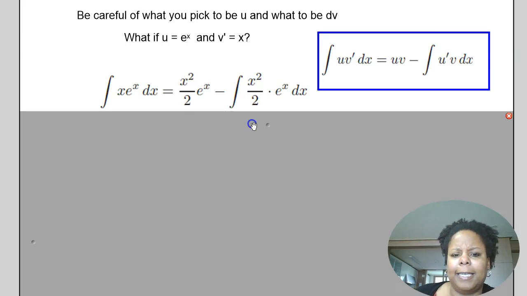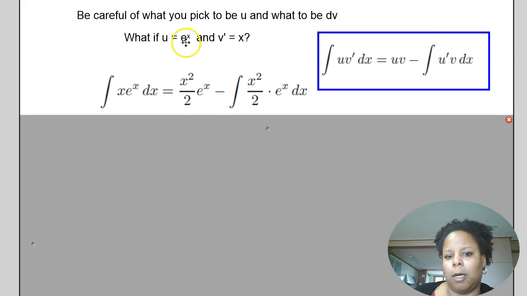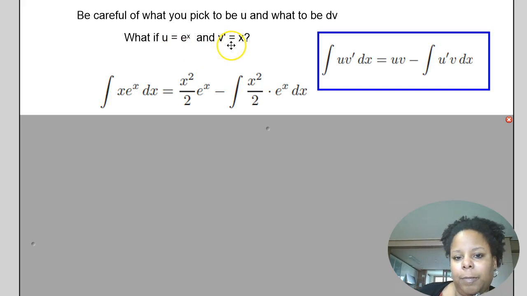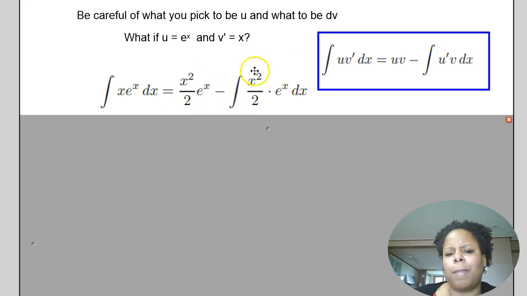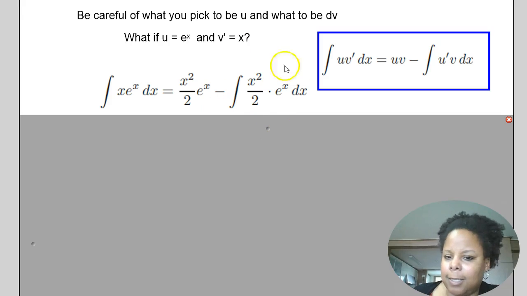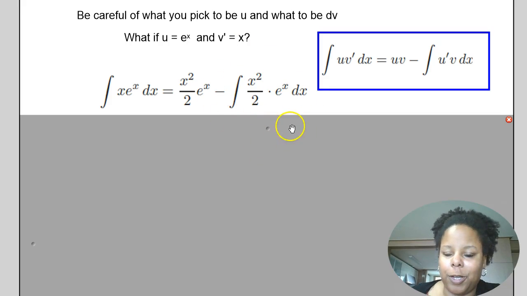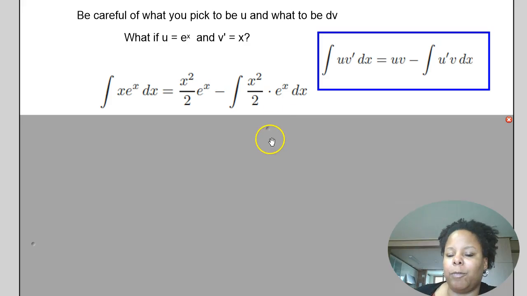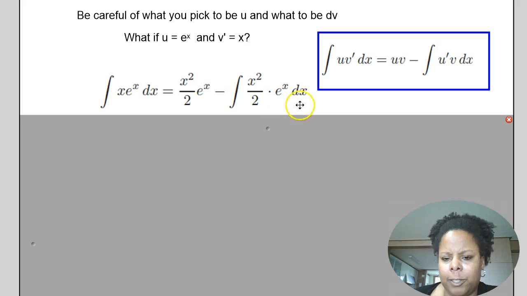If we had done that, then we would have ended up with u v, because v prime is x, so v must be x squared over 2, minus the integral of u prime, which is e to the x, times v, which is x squared over 2. Well, that is not nice and lovely like we would prefer. So in this case, that would have made it an even more difficult integral. And you should stop there because you're not going to get an even easier problem.